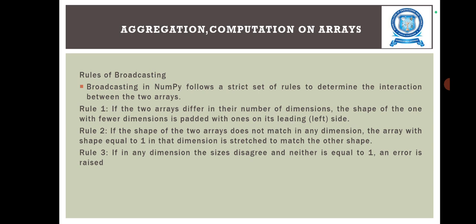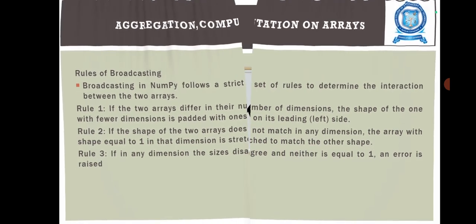NumPy follows a strict set of rules to determine the interaction between the two arrays. Rule number 1: if the two arrays differ in their number of dimensions, the shape of the one with fewer dimensions is padded with ones on its leading side. Rule number 2: if the shape of the two arrays does not match in any dimension, the array with shape equal to 1 in that dimension is stretched to match the other shape. Rule number 3: if in any dimension the sizes disagree and neither is equal to 1, an error is raised. Thank you.